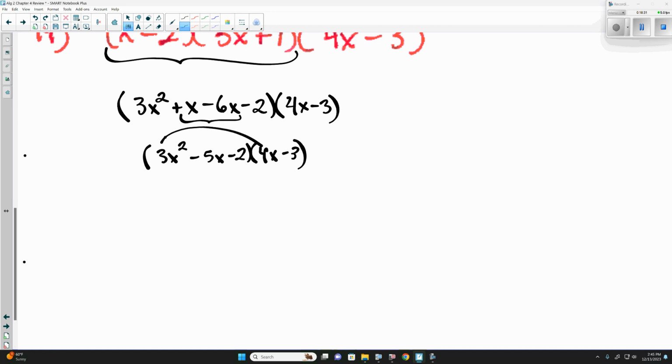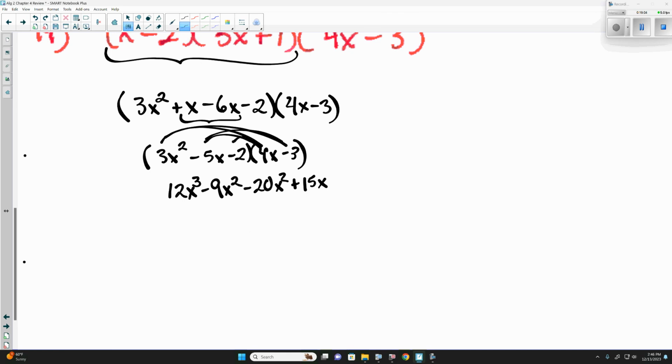Now, our next part is going to be to distribute here. 3x squared times 4x. 3 times 4 is 12. X squared times x is x to the third, x cubed. 3x squared times negative 3 is negative 9x squared. We'll do the same thing with negative 5x. We'll distribute it. Negative 5x times 4x is negative 20x squared. And negative 5x times negative 3 is plus 15x.